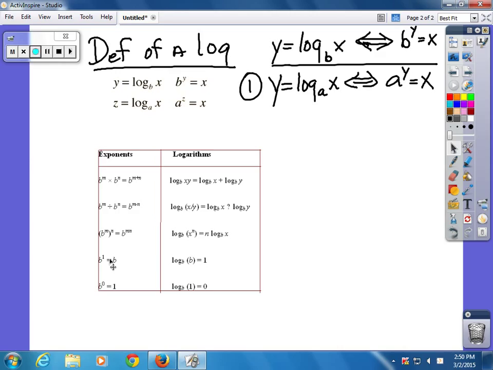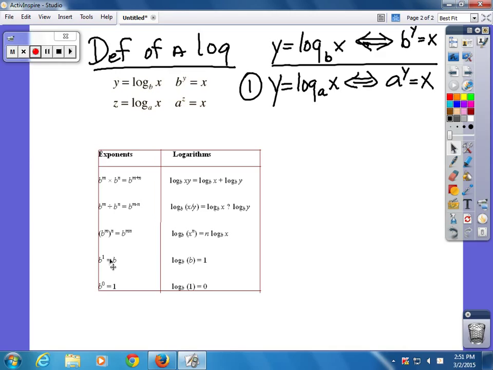Power rule. If you have a variable raised to a power, raised to a power, you multiply it. Here, this is a little bit different. If you have an exponent, you can bring that exponent out front, like that. And then these two are identities.